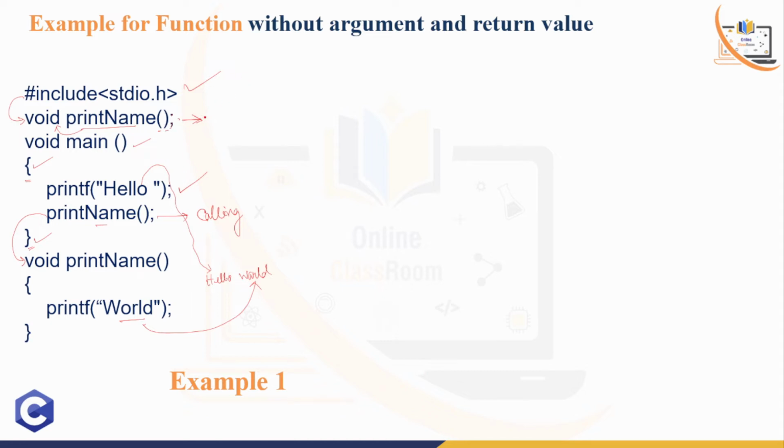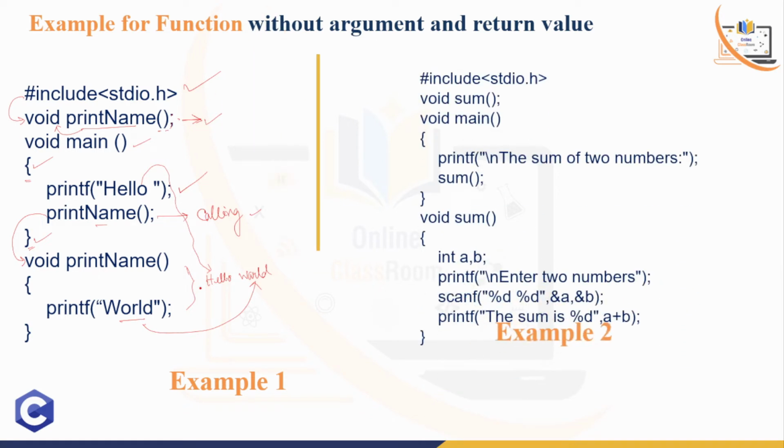So this is basically the prototype, this is the calling part of a function, and this part is the body part, or we can say the definition, right? Now in the same way, there is example 2, but in this example we can see some operations. So basically our objective is that we have to add two numbers. It is also simple: add two numbers using a function.